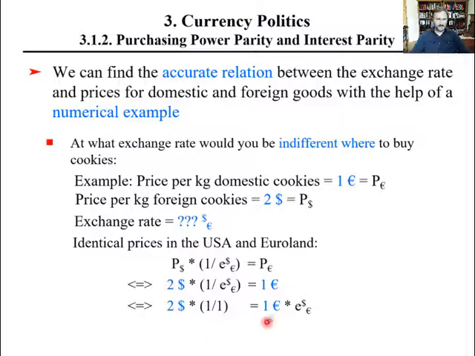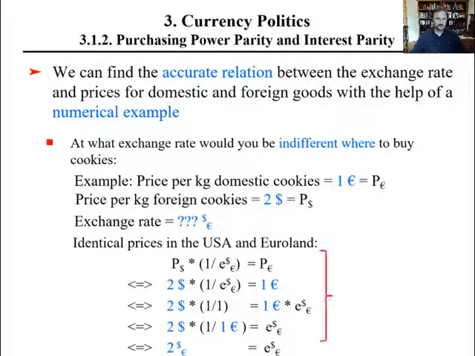And next we divide both sides of the equation over 1 euro, the price of cookies in euro. Then the price of cookies in euro disappears on the right side, reappears here as the denominator of a fraction on the left side, and then we can simply calculate the resulting number, which is $2 for 1 euro. So $2 for 1 euro is the equilibrium exchange rate.